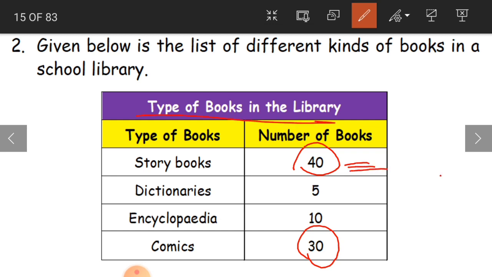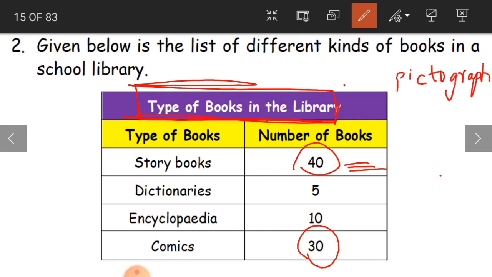If you want to represent this information about the different types of books using a pictograph. Again, what is a pictograph? In a pictograph, we use pictures to represent the information. Yes, so if we are going to use a pictograph, then we'll have to draw 40 books. Yes, 40 story books, there are 40. So in the pictograph we have to draw 40 books.